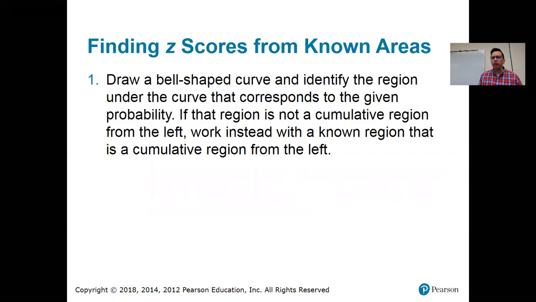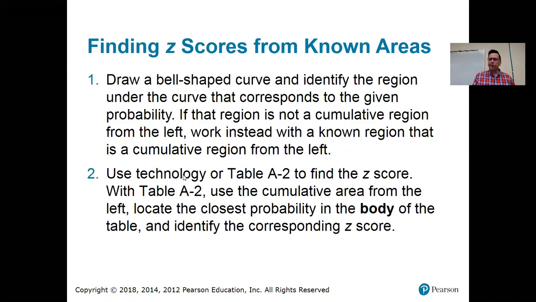All right, so you're going to start by drawing your bell-shaped curve, and identify the region under the curve that corresponds to the given area or given probability. If that region is not a cumulative region from the left, convert it into a cumulative region from the left. This kind of problem is usually, but not always, either an area to the left or an area to the right. It's kind of hard to make area in between problems out of these. It is possible, they're just not as common.